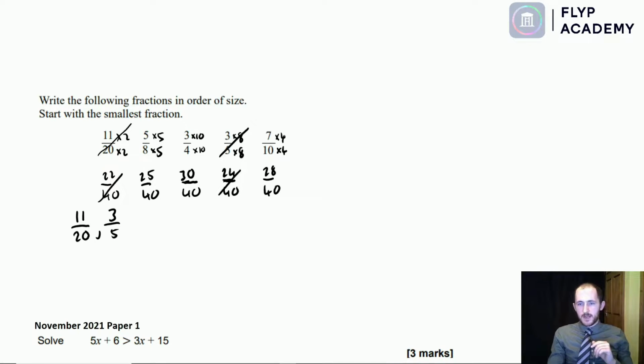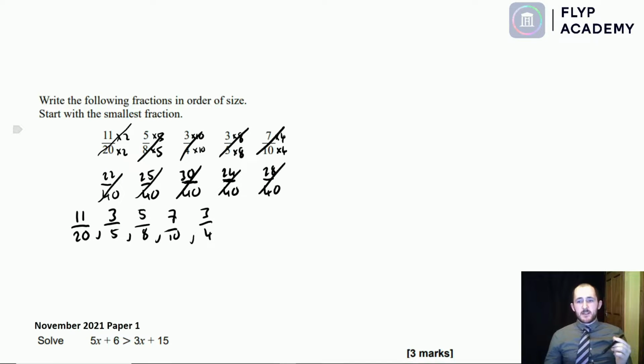The next smallest one is 25 over 40, which is 5 over 8. The next smallest one is 28 over 40, which is 7 over 10. And lastly, we have 3 over 4 because it's the only one that's left.